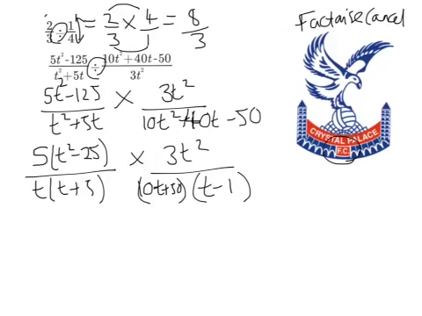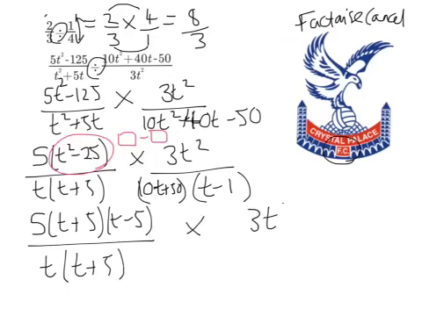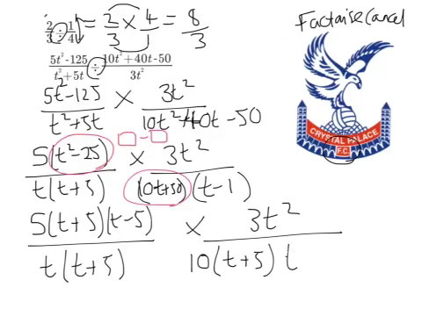I think I can factorise these things a little bit further. Have you spotted it? It's a square minus a square. So actually we're going to have 5, t plus 5, t minus 5, that's going to be the top, t over t plus 5 times 3t squared. And on this bit, do you notice there's a 10 in both of those? So I'm going to factorise that further by making it 10, t plus 5, t minus 1. And that is now my expression factorised fully. We're going to go on to the next page and see if we can cancel.